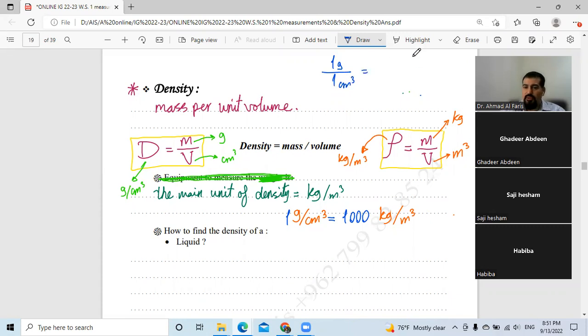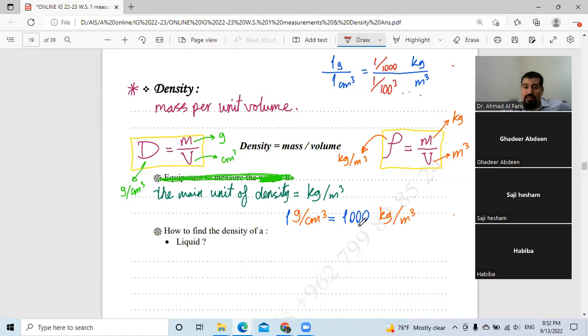I need to convert it to kilogram over what? Cubic meter, right? You will tell me. To convert from gram to kilogram, I will divide by how much? Bravo, I'll divide by 1,000. Correct. To convert from 1 centimeter cube to meter cube, I will divide by how much? I'll divide by 100 cube. Use your calculator. Put 1 over 1,000 over 1 over 100 cube, and the answer will be how much?